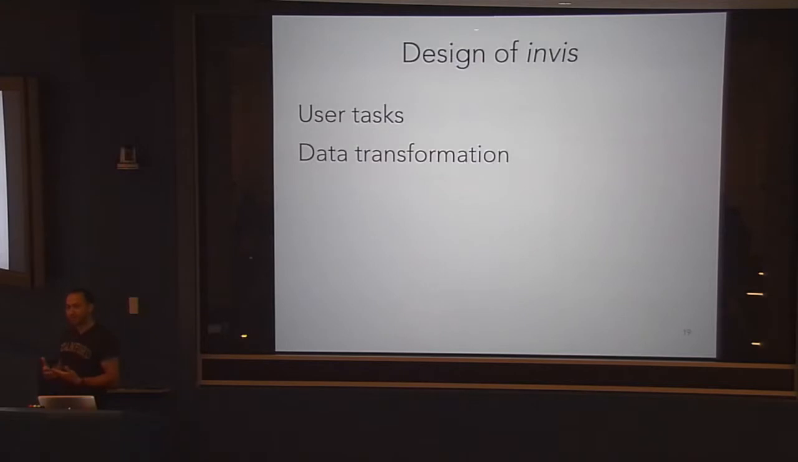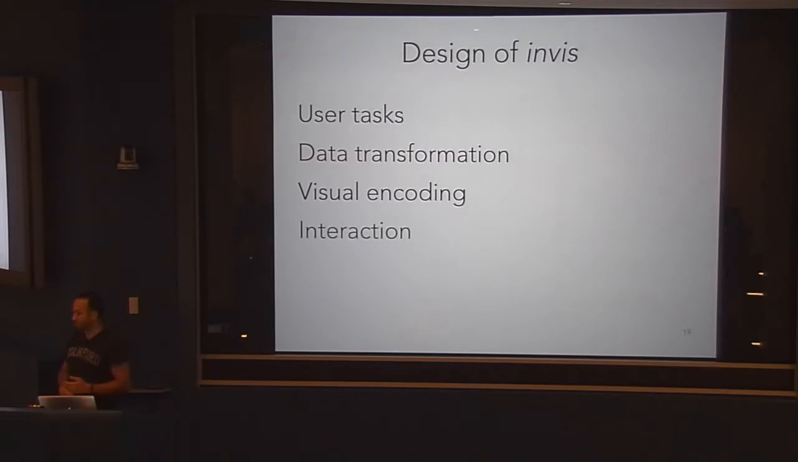Then based on those tasks, in general, it is almost impossible to take the raw data and directly visualize it. You need to prepare the data. That's what we call data transformation. And based on user tasks, we design the visual encoding: how are we going to visually encode and represent data sets? And of course, interaction design. I'm going to talk a little bit in detail about each element here.